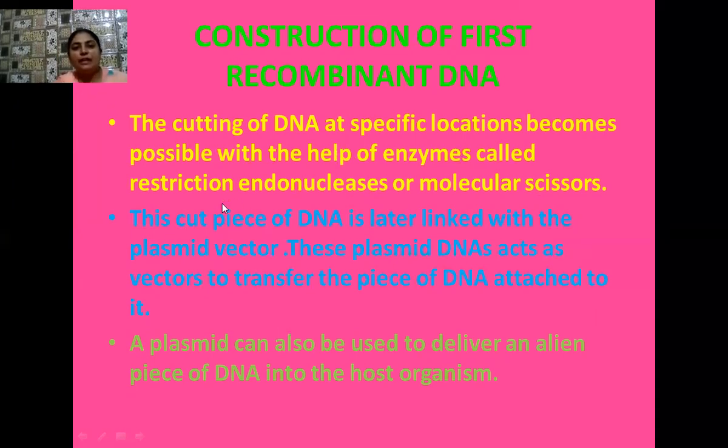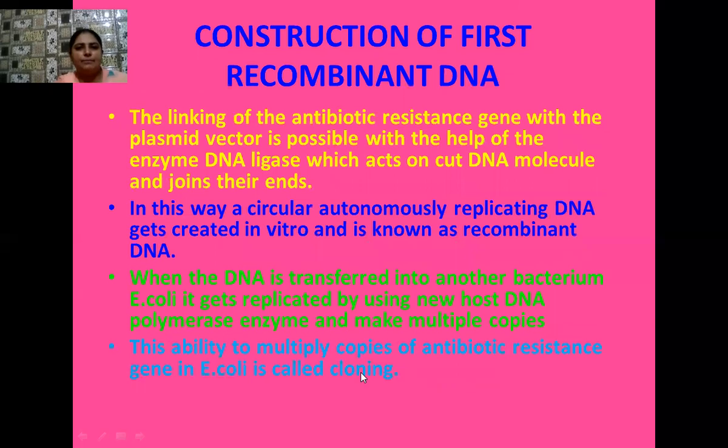So later on when they cut the piece of DNA, it is linked with the plasmid vector. You know that plasmid vectors act as the vectors for the transportation of our gene of interest. So these plasmid vectors transfer the piece of DNA attached to them. So in this way, a plasmid can be used to deliver an alien piece of DNA into the host organism. Later on, the linking of the antibiotic resistant gene with the plasmid vector is possible with the help of another enzyme, which seals the ends of the cut DNA fragment with the cut ends of the plasmid vector.